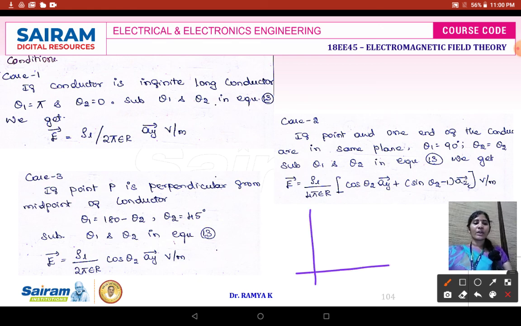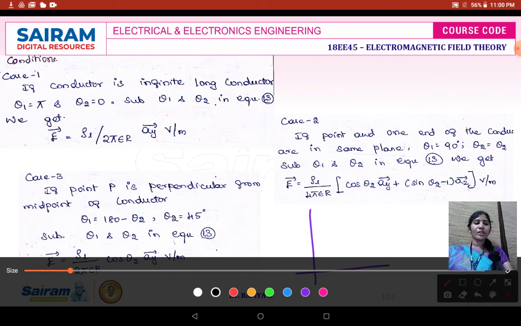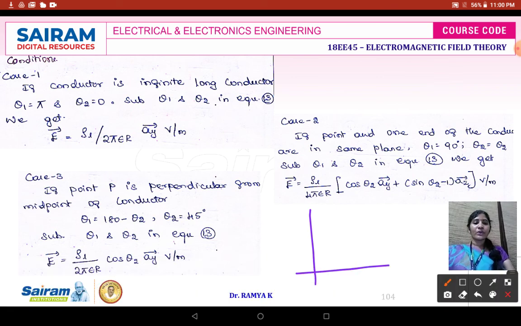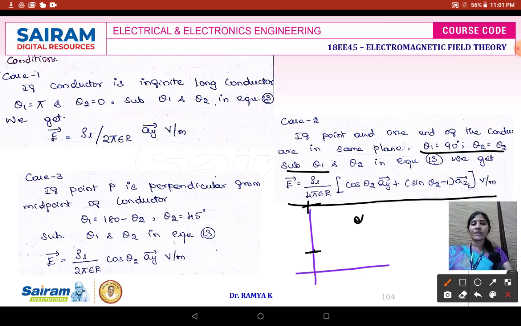So here you have to be very careful. Point and one end of the conductor. If you consider this to be the conductor, if the point and one end of the conductor are on the same plane, suppose this is going to be the point, then theta 1 will be 90 and theta 2 will be theta 2 only. And we will get the answer as E is equal to rho L divided by 4 pi epsilon r, cos theta 2 into ay vector plus sine of theta 2 minus theta 1 into az vector.